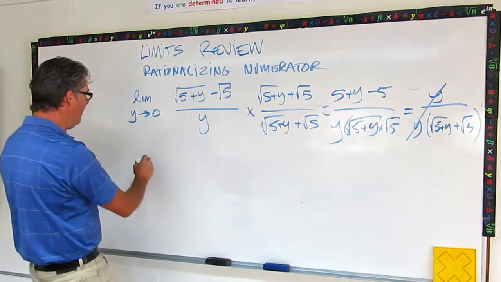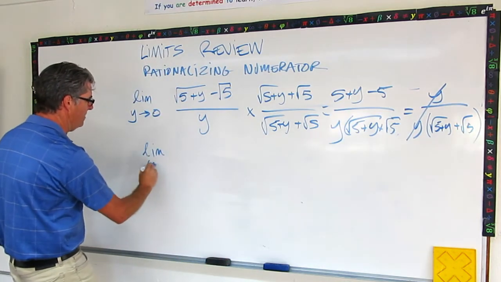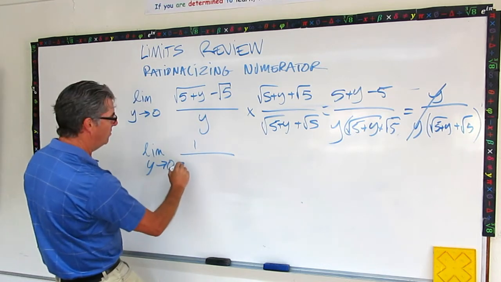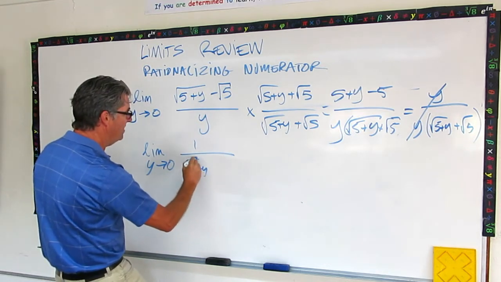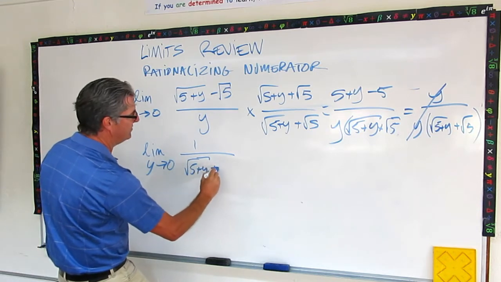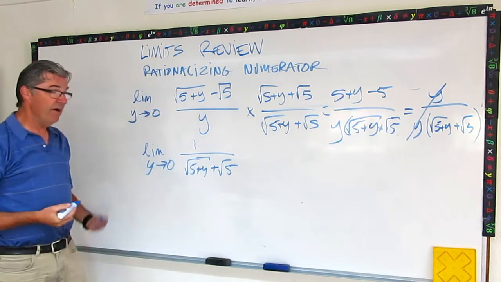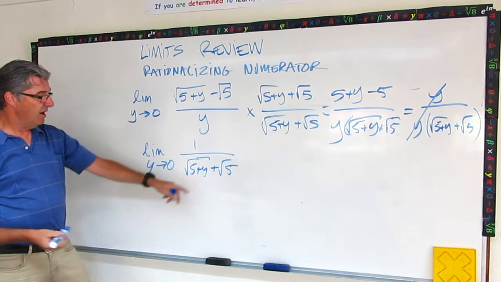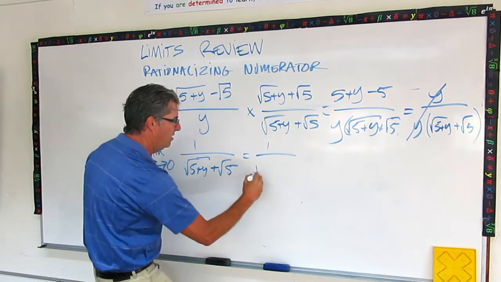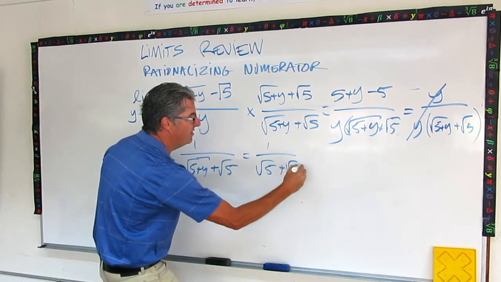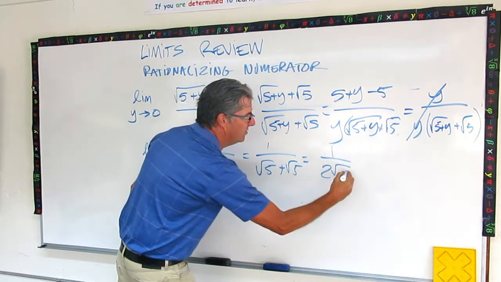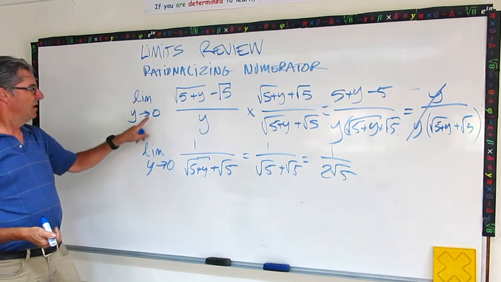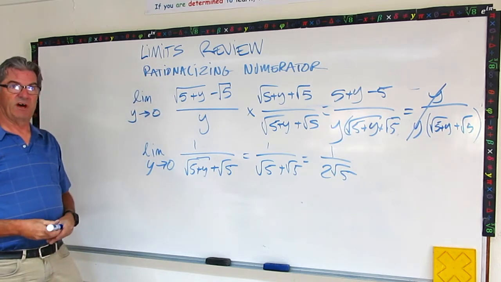So now what I have is the limit as y approaches 0 of 1 over square root of 5 plus y plus root 5, just like that. And now I can plug 0 in for y, and I don't get a divide by 0 problem. So now I'm just going to end up with 1 over root 5 plus root 5, which is 1 over 2 root 5. So that's the limit of this function as y approaches 0, 1 over 2 root 5.